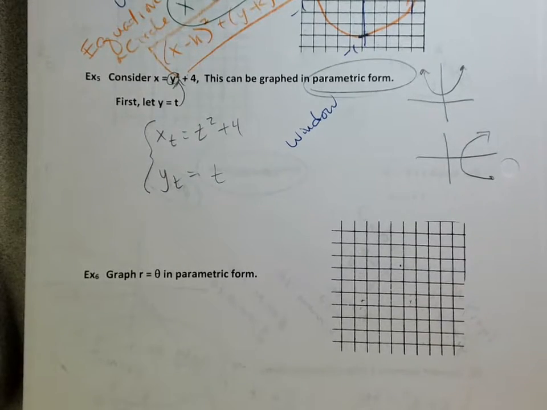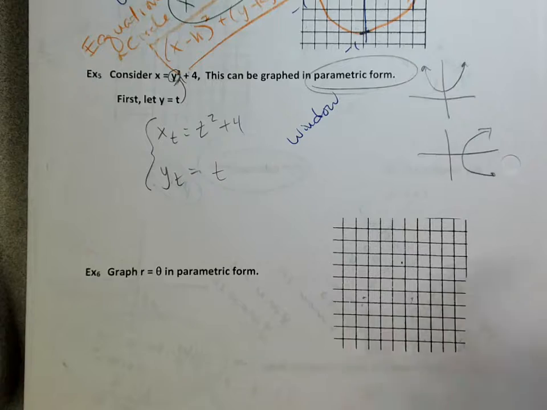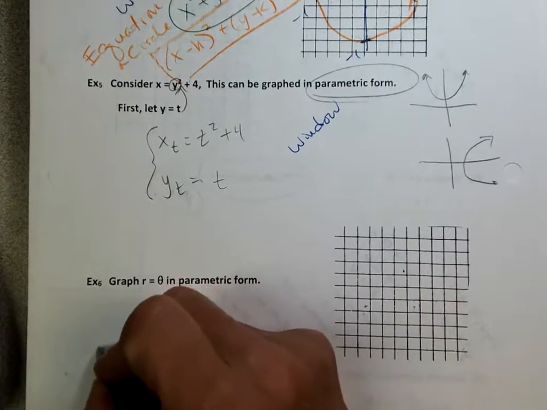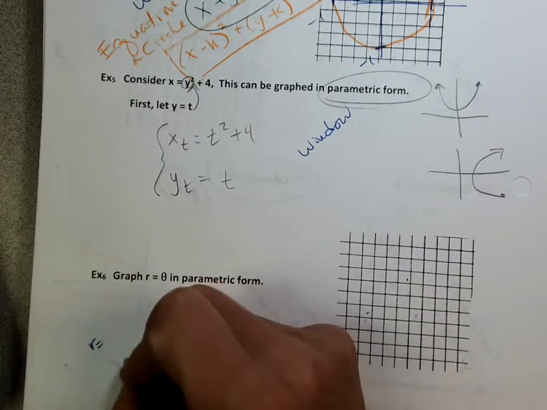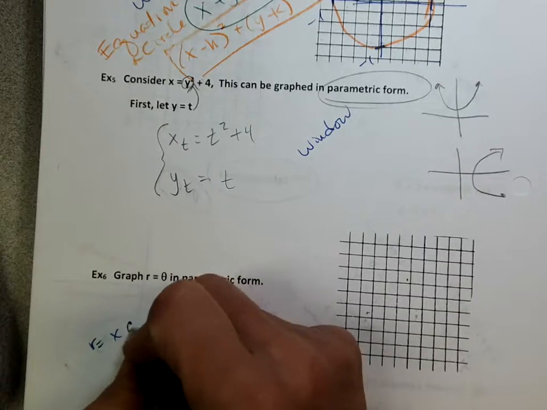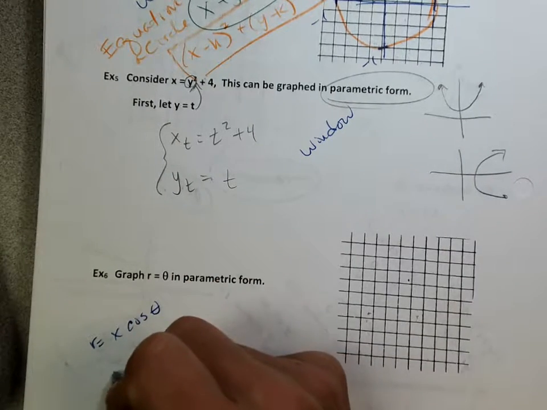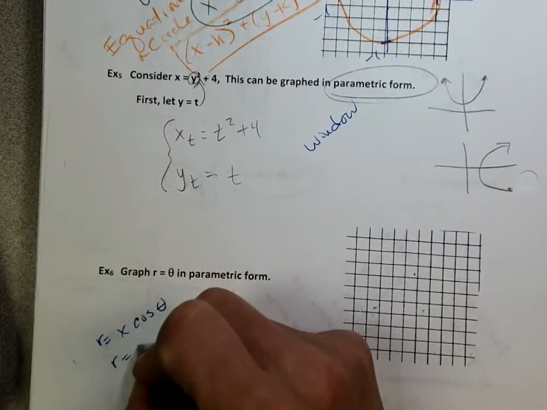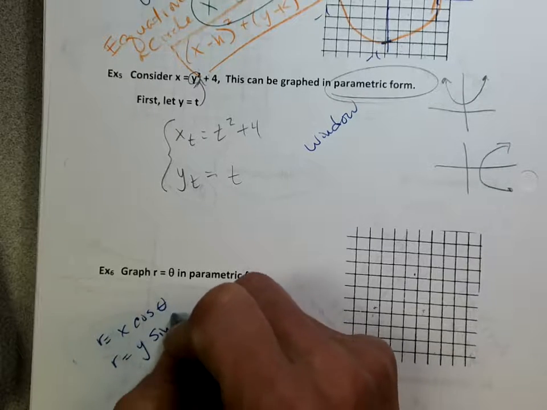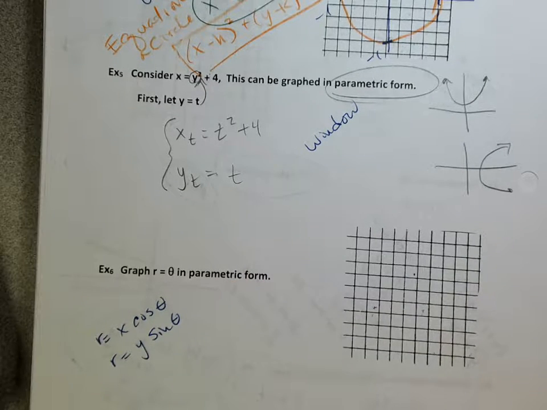Number 6, graph r equals theta in parametric mode. First of all, r equals theta. What's that going to look like? Well, what do we know? We know x is equal to r cosine theta, and y is equal to r sine theta. Remember those from polar, right?